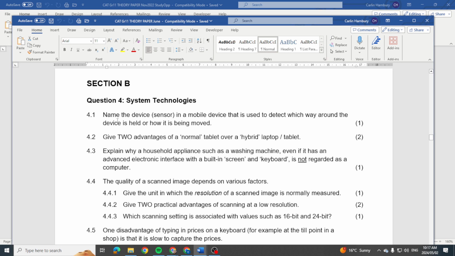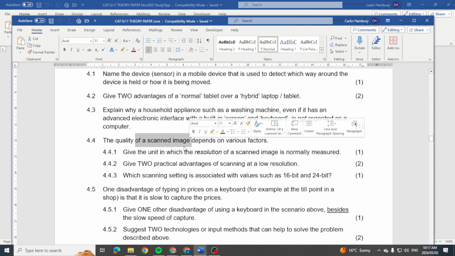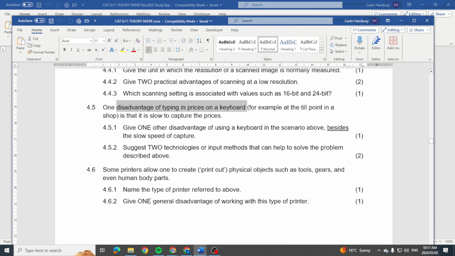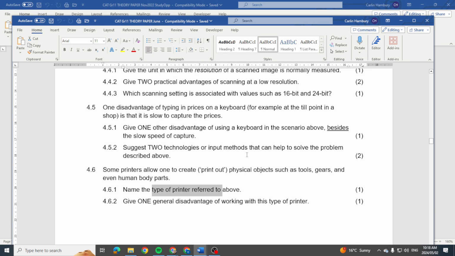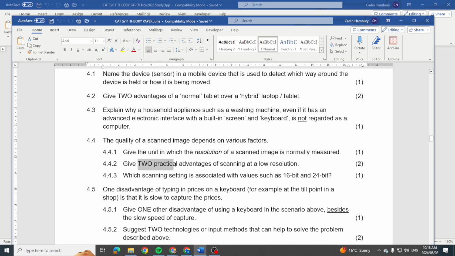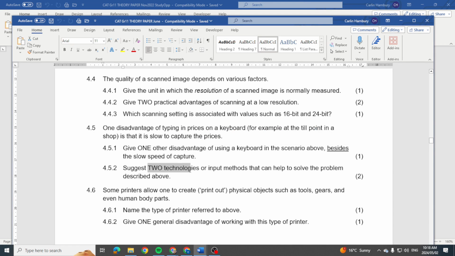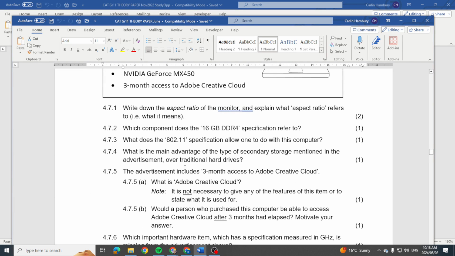So we see under system technologies, we're talking about devices. We're talking about advantages of tablets and hybrid tablets. We're talking about scanners, scanned images, and then the resolution advantages of scanning. So scanning comes up. Keyboards, hardware, peripherals, printers. And can you see, this is what I've always said. When it comes to advantages and disadvantages of anything, you only learn two. Two advantages. Two advantages. One disadvantage. Two technologies. One advantage. Okay? Do you see? The method works.